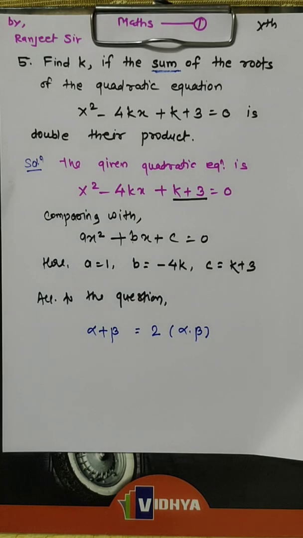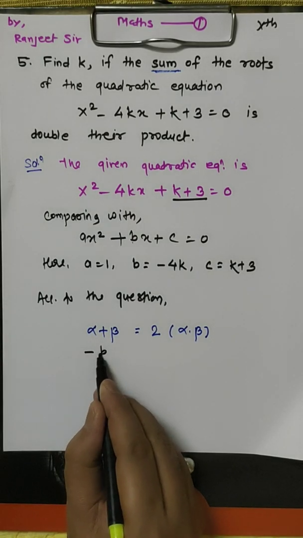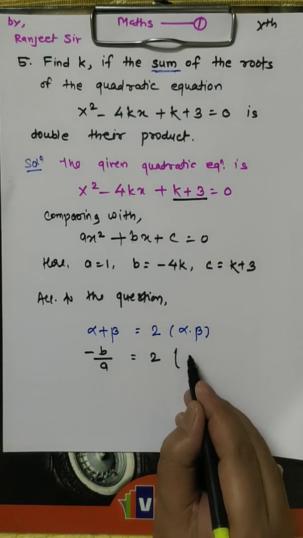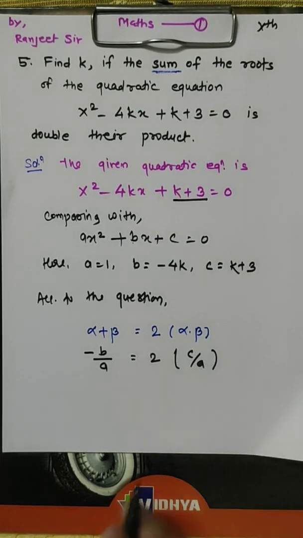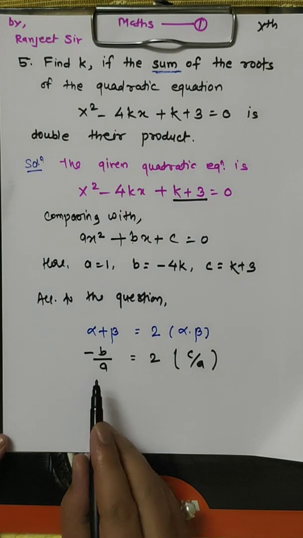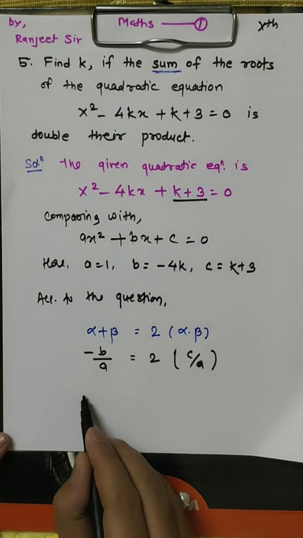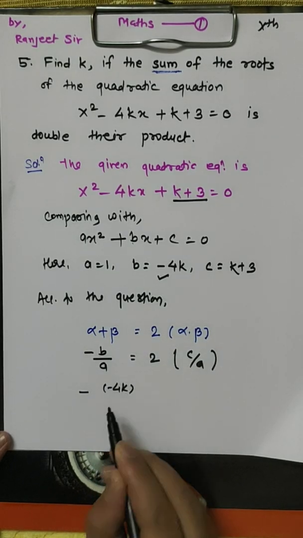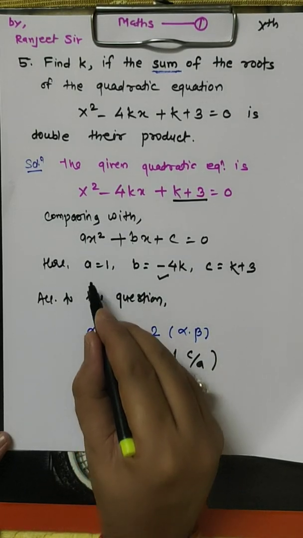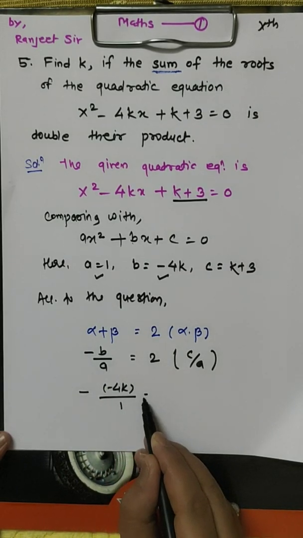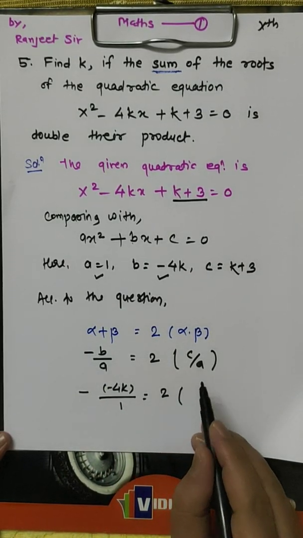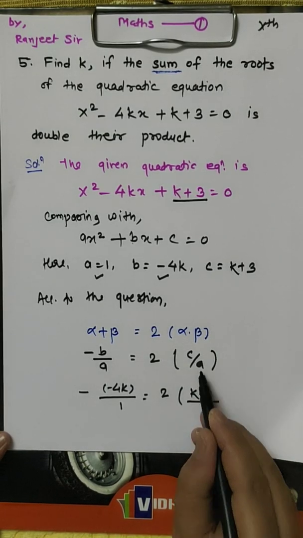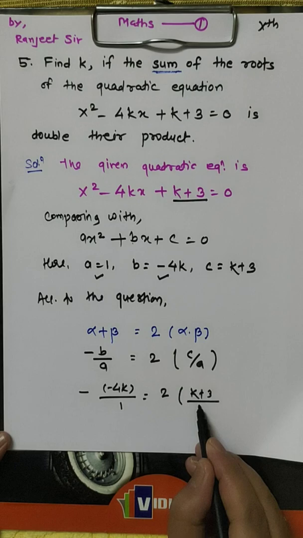Now students, what is alpha plus beta? You know very well, −b by a is equal to 2 times alpha into beta. What is alpha into beta, students? c by a. Okay students, so −b by a, what is b, students? b is −4k divided by a. What is a, students? a is 1, and this is equal to 2 times c by a. What is c, students? c is k + 3, divided by a. What is a, students? 1.